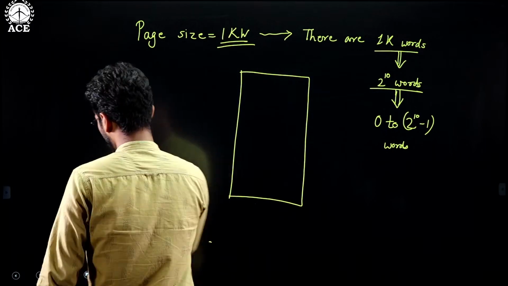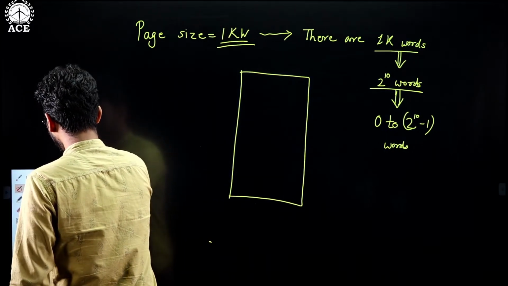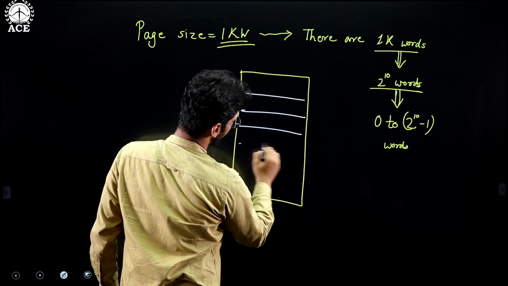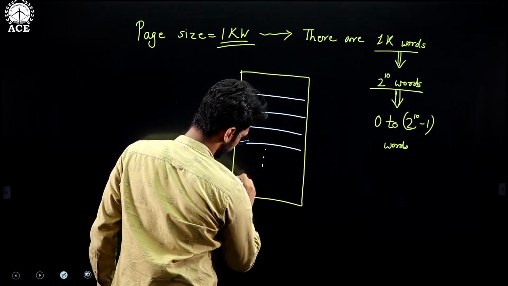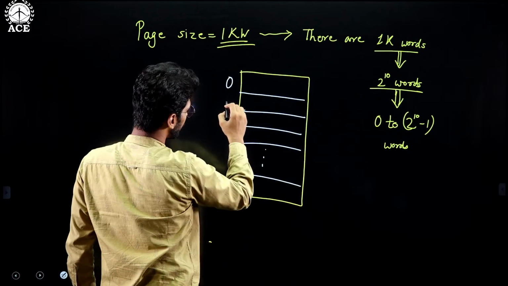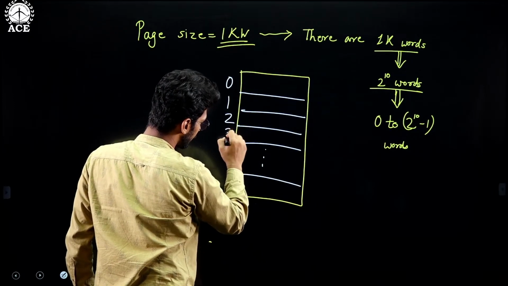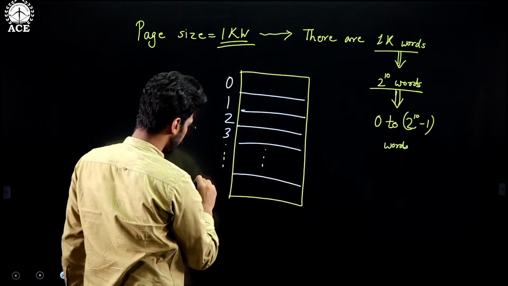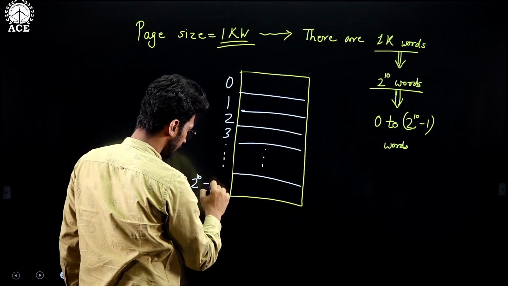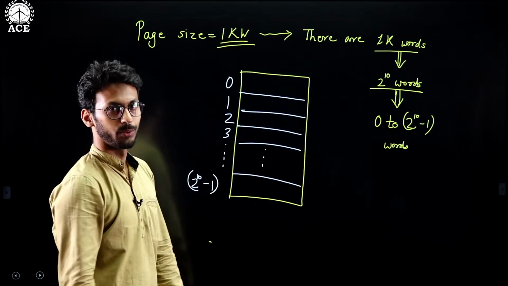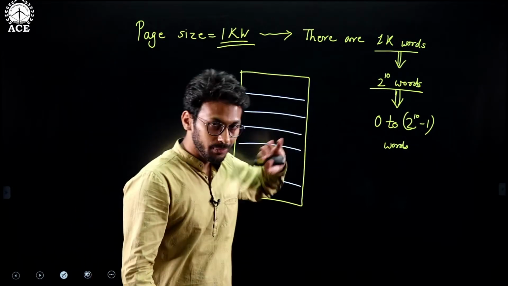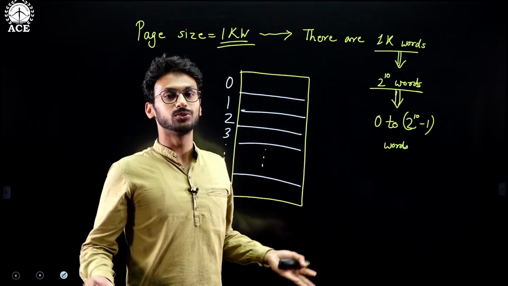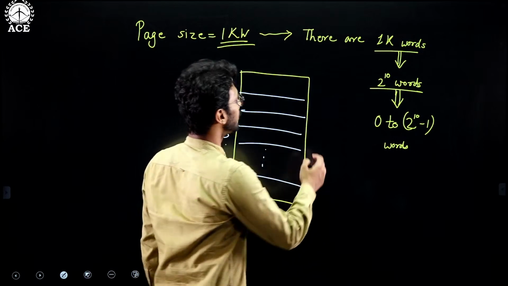So very easy, just have a look at this one. If this is the entire page, it will be divided into words: 0th word, first word, second word, third word, and so on till 2 raised to 10 minus 1, this word. I hope you got it. Now you tell me, how many bits are required to represent it? If there are 2 raised to 10 words, how many bits do we need? 10 bits, from all zeros to all ones.